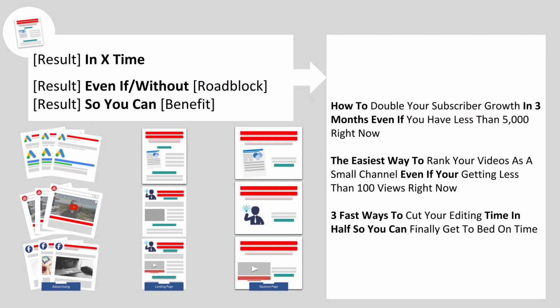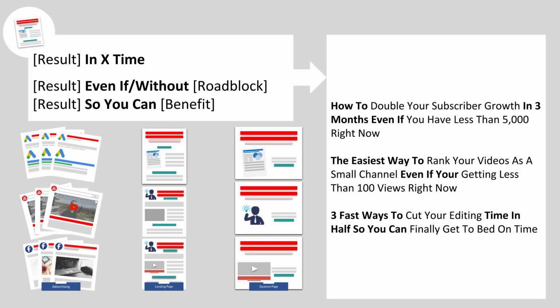So our first example here, how to double your subscriber growth in 3 months, even if you have less than 5,000 subscribers right now, is a great example of including multiple elements. So we have how to double your subscriber growth. This is a result, and we're being specific with the result. It's not triple, it's not 5 extra, it's double.